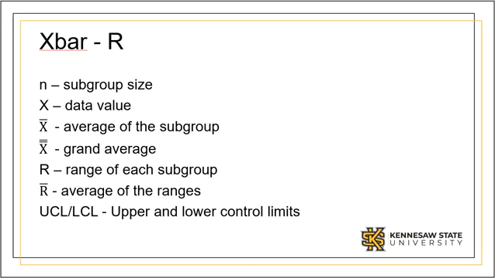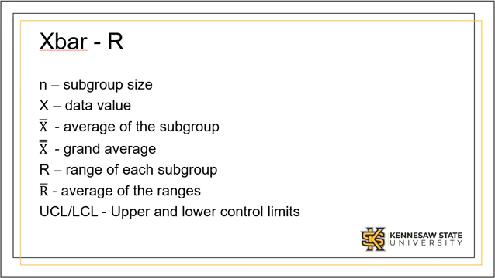Here we have a summary of the symbols associated with this chart. Some of these symbols you have already seen before. N is the subgroup size. X is the data value. X bar is the average of each subgroup. X double bar is the grand average. This is the center line of the XBar chart. R is the range of the subgroup. R bar is the average of all the ranges and the center line of the R chart.